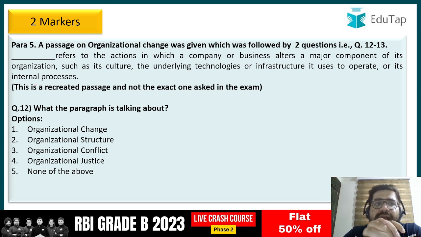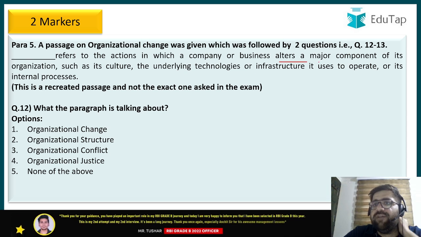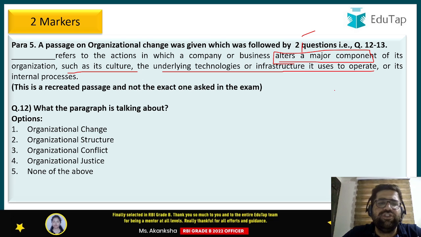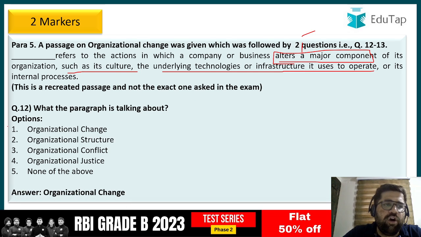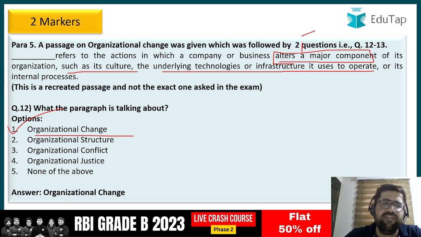Here you have to identify what. Again, pause this video, please read this particular definition by yourself. Dash refers to the actions in which a company or a business alters a major component. Alters a major component means change, okay, of its organization, such as culture, underlying technologies, and so on and so forth. Very easy question. Hardly someone would have gotten confused in this. The correct answer will be organization change. Under organization change, we change certain elements or components of your company. Very easy.